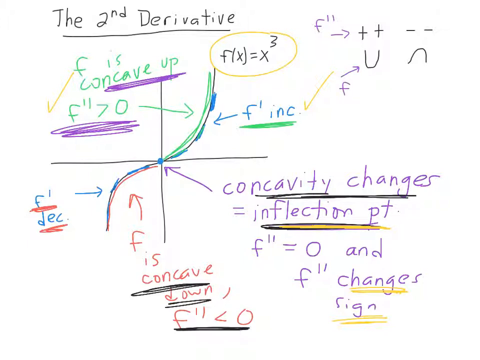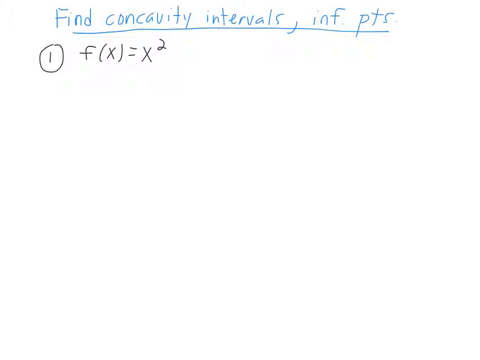Okay, so this little visual here helps you to remember that if we're talking about a positive second derivative, f is bent upward, or what we call concave up. If we have a negative second derivative, then we are talking about a graph of f that is bent downward, or concave down. Okay, a couple quick examples where we are looking to algebraically find our concavity intervals and any possible inflection points.